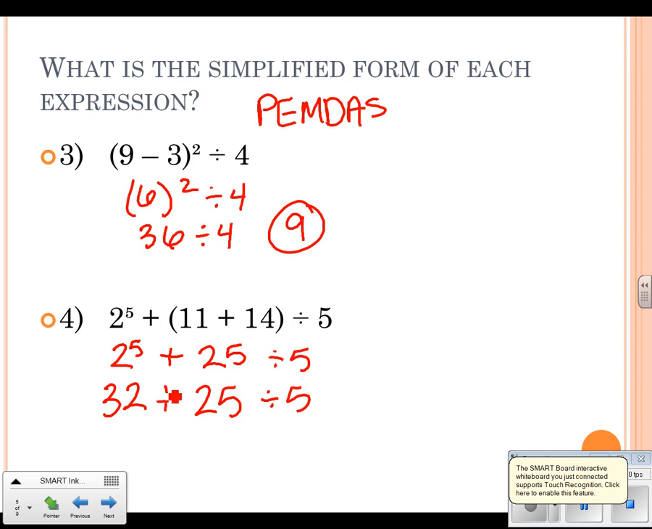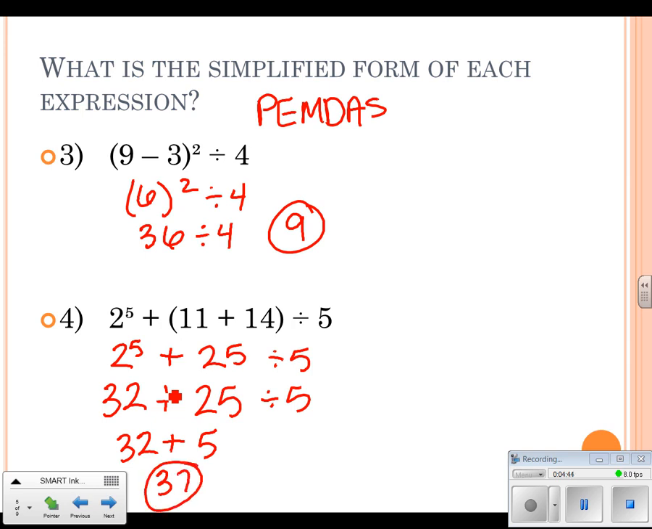Then we work with multiplication or division from left to right. We have division to work out. So we do 25 divided by 5, which is 5. And finish with the addition. 32 plus 5 gives you 37. Circle your answer.